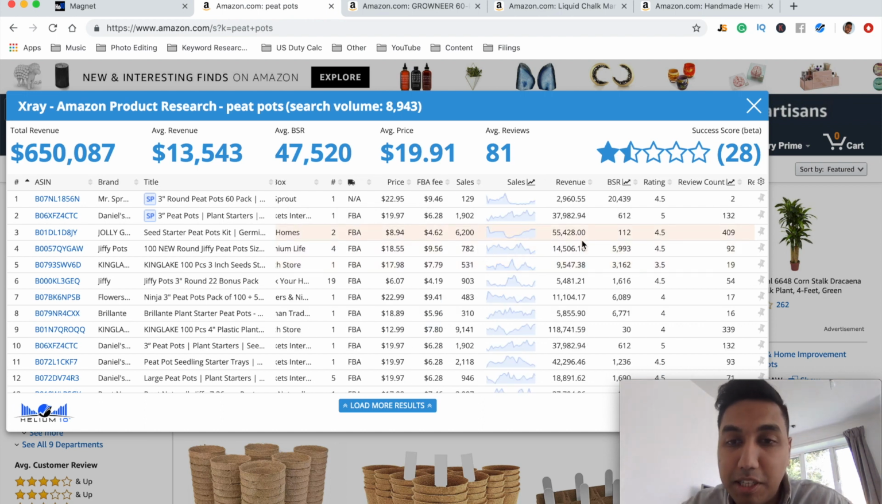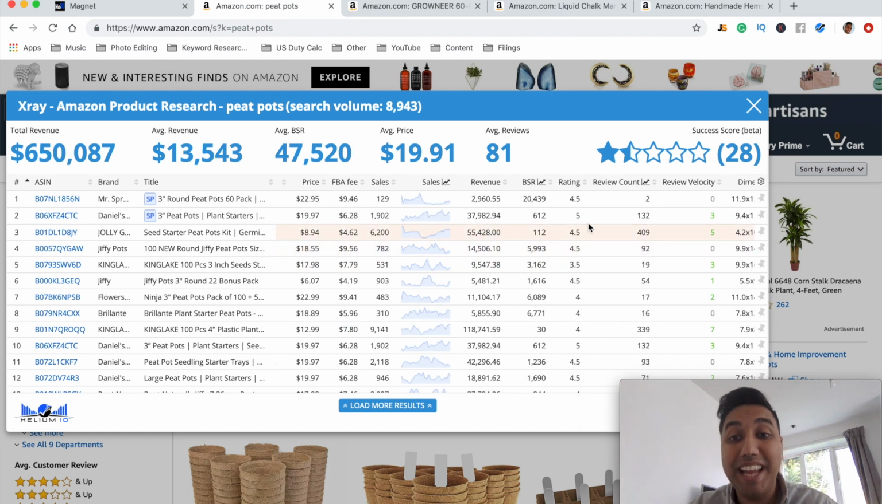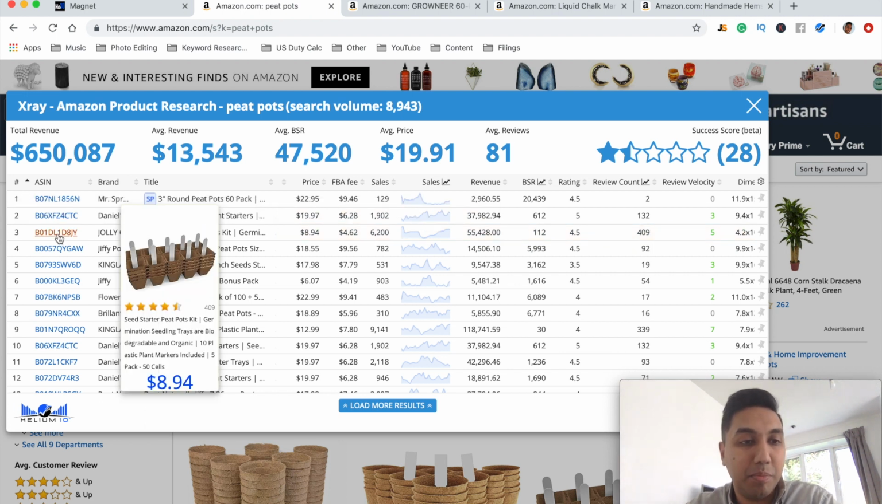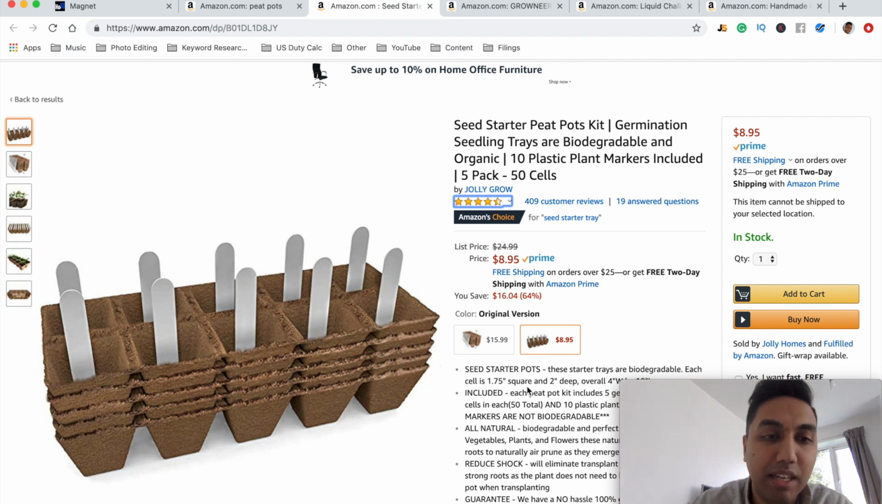So let's quickly look into this product to see what we can do to add value to this product as well. So let's take, for example, this one over here. This should have some information because this guy's been around for some time. As you can see, the review count is high. So if we open up this person's listing, as you can see, they have their listing over here with their images.